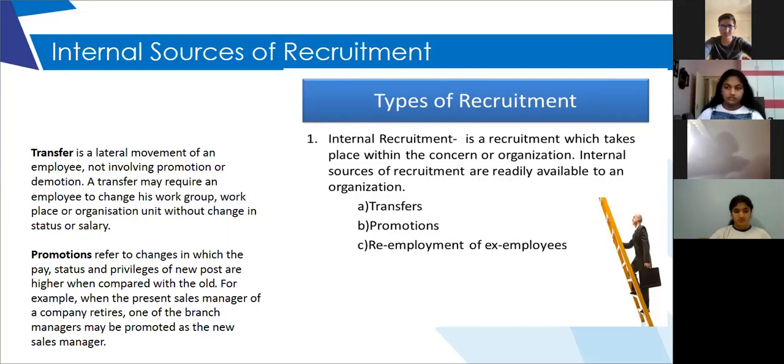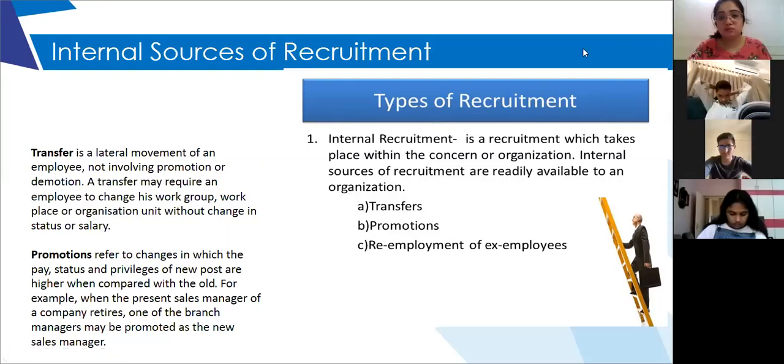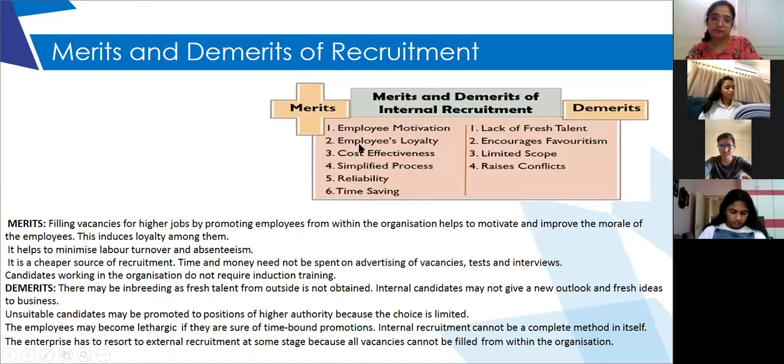What recruitment are we doing? Internal. So they both are within the organization. The recruitment is taking place within the concern or organization. That is why both transfer and promotion come under internal recruitment. That is the common feature in all of them. Clear? Anything to ask here? Not understood? Difficult? Okay, great.